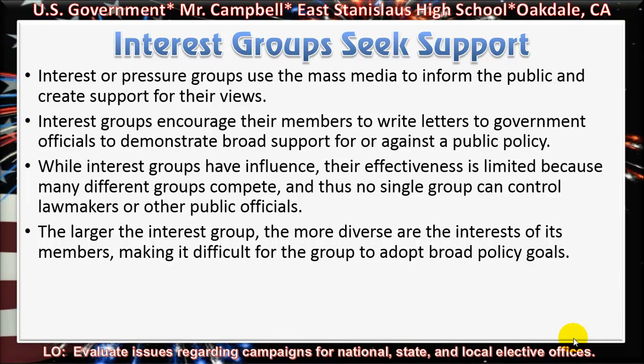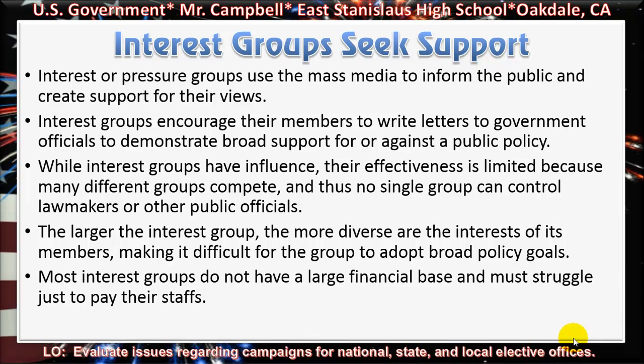The larger the interest group, the more diverse are the interests of its members, making it difficult for the group to adopt broad policy goals. Most interest groups do not have a large financial base and must struggle just to pay their staffs.